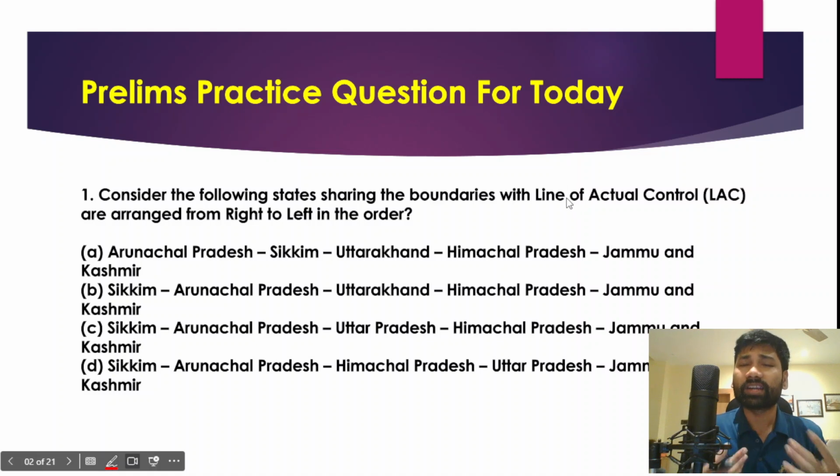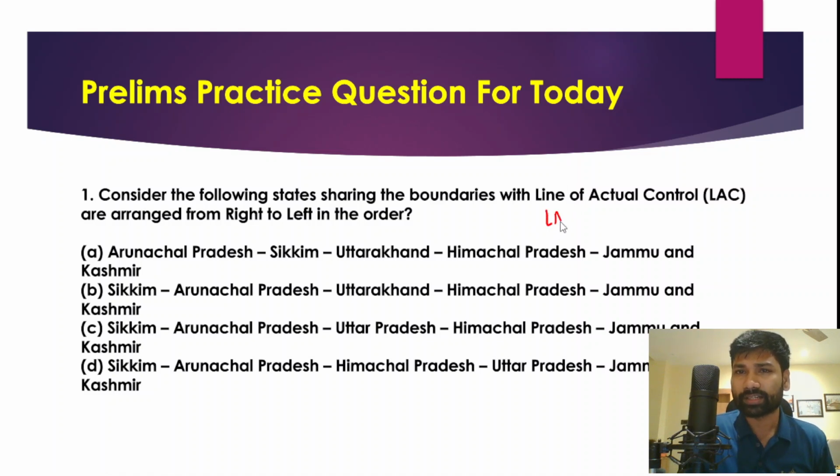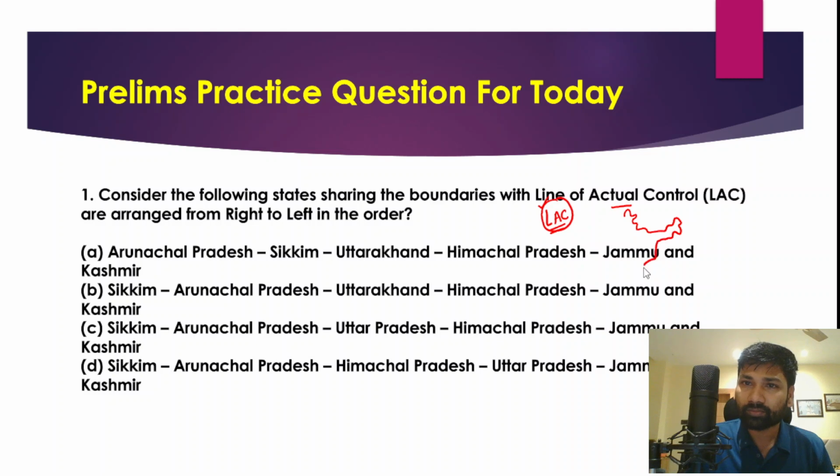Now first understand what is the Line of Actual Control. The Line of Actual Control is a demarcation line between the Indian and Chinese border, right? So it is not a settled border between India and China, rather it is just a demarcation line. Now when we talk about this question, this Line of Actual Control is located across different states, right? Just observe the Indian map, right? So this is how the Indian map usually looks. Now these are the regions where the Line of Actual Control is located, right?